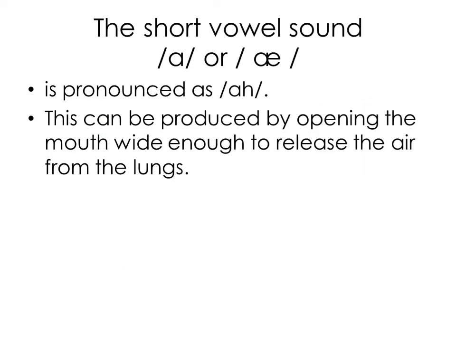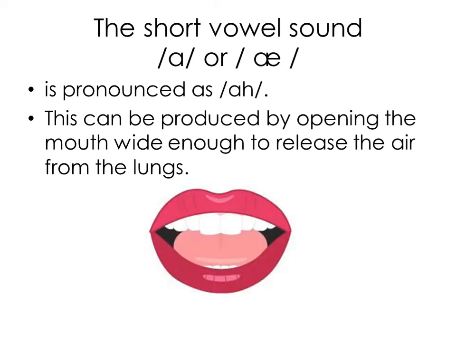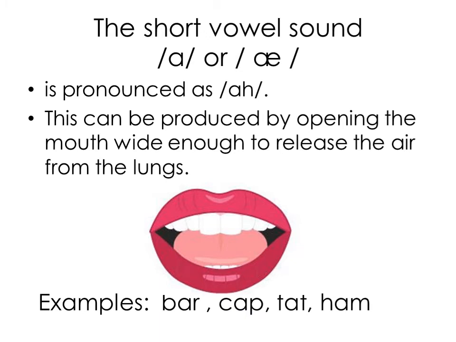So now, let's learn more about these CVC patterns. Let's start with the short vowel sound of A. It is pronounced as ah. This can be pronounced by opening the mouth wide enough to release the air from the lungs. So your mouth should look like this. Some examples are bar, cap, fat, ham. Now read it with me. Bar, cap, fat, ham. Easy, right?